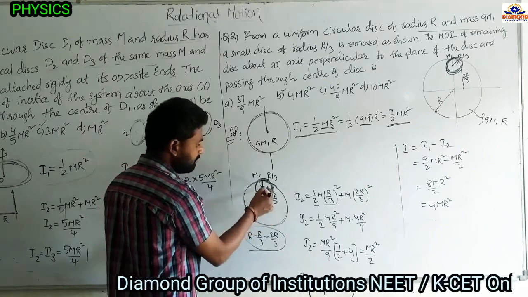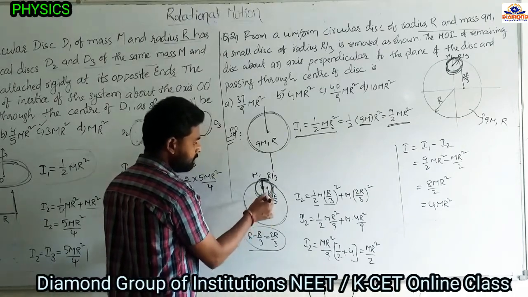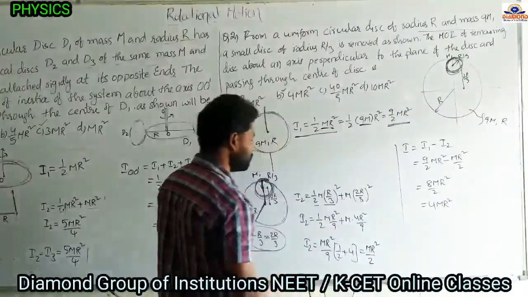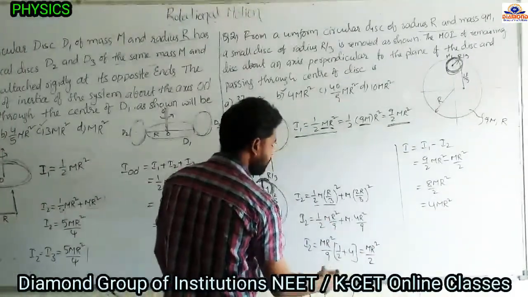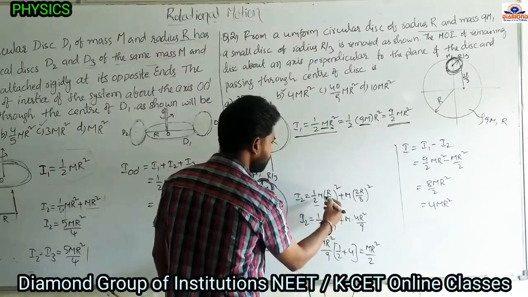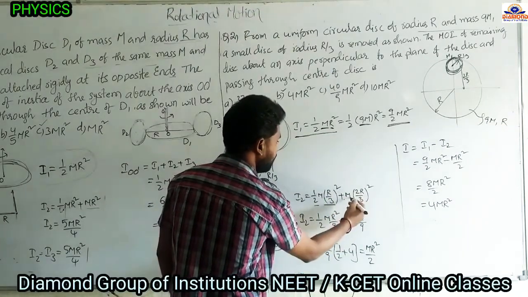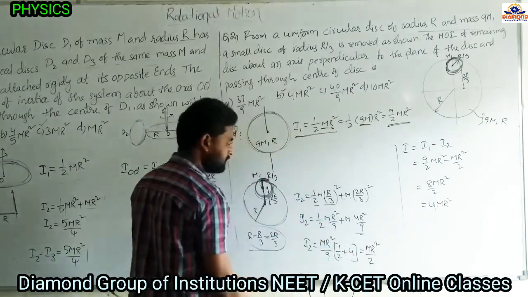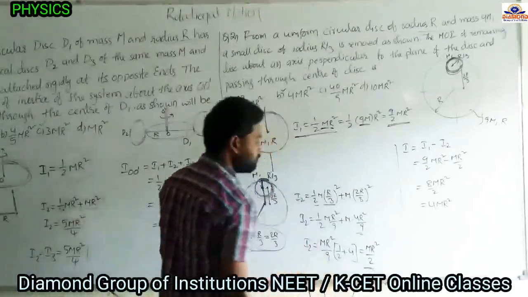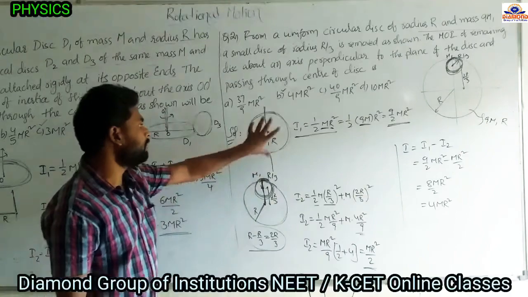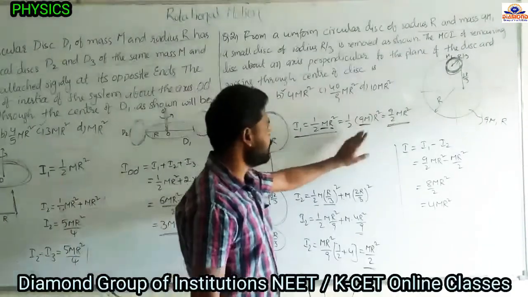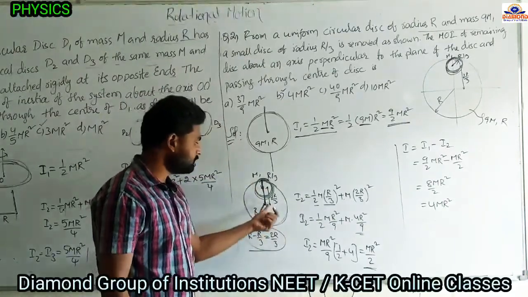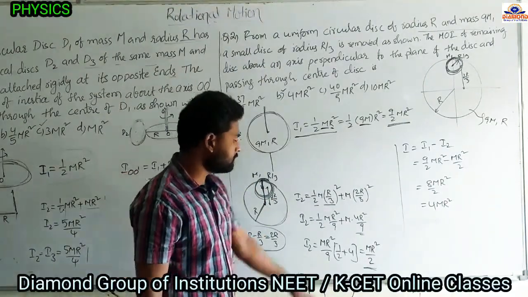What is the distance between these two axes? One axis is here, one axis is here: 2r/3. So m into (2r/3) whole square. Simplifying, we get m r square by 18 plus m times 4r square by 9. For simplification, we get the I2 value as m r square by 2. That means the big disk moment of inertia is 9/2 m r square, and the small disk moment of inertia with respect to this axis is m r square by 2.